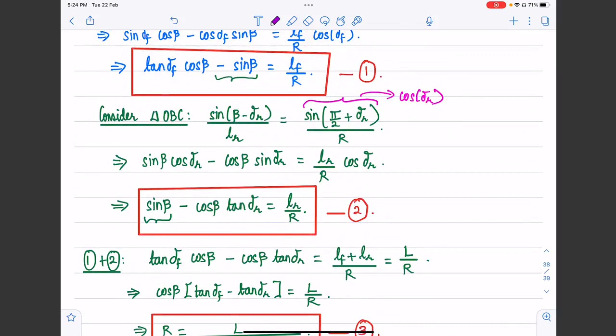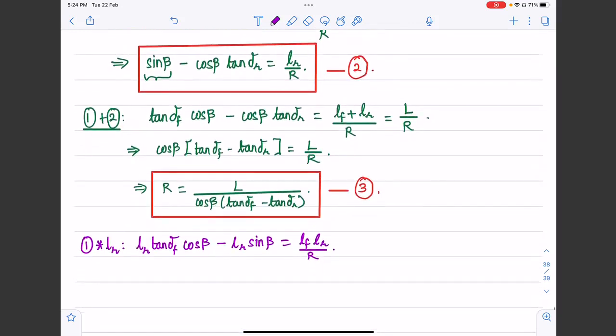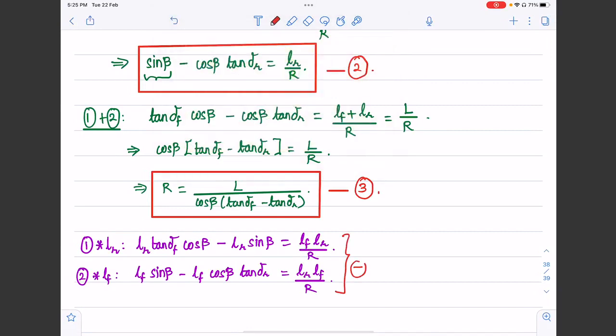Now we multiply equation 2 with LF. We take equation number 2 and multiply both sides with LF, and we will be getting LF sin beta minus LF cos beta tan delta R is going to be equal to LR LF divided by R. So we take these two equations and subtract them from each other.